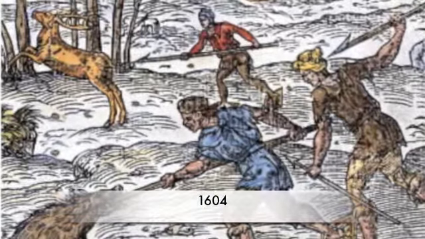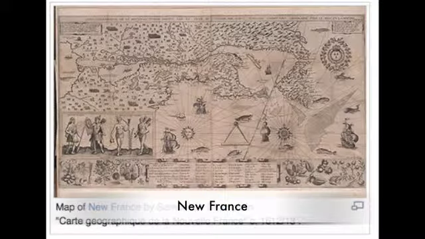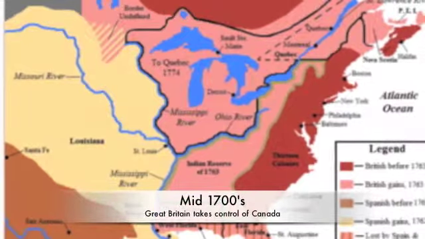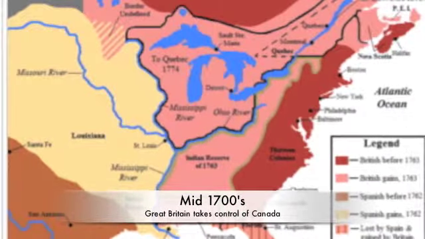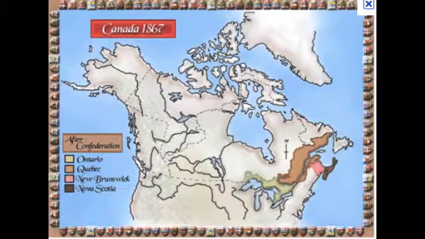Canada was first settled by the French in 1604. It became a French colony called New France. In the mid-1700s, Britain gained control of Canada. On July 1, 1867, Canada received its independence from Great Britain.